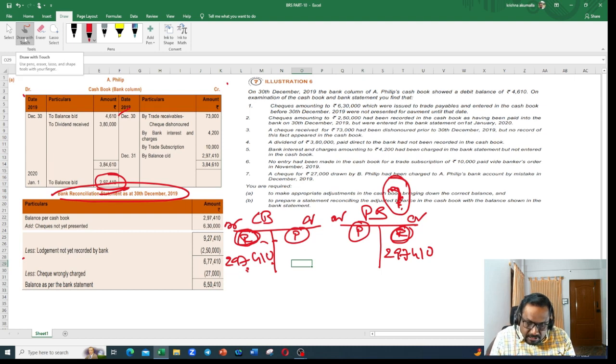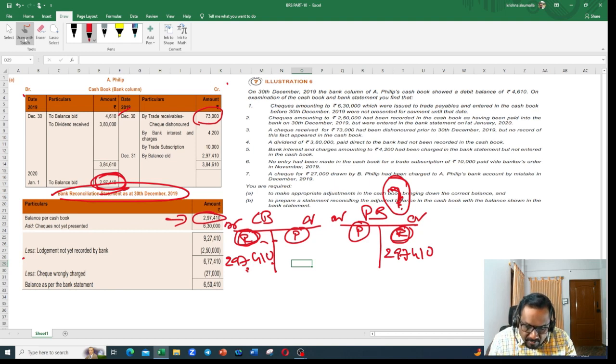Next point. A check received for 73,000 had been dishonored prior to 30th December 2019, but no record of this fact appeared in the cash book. I already told you the entry: drawee account debit to bank account, and that has been recorded here as 73,000 and adjusted, and we have taken the adjusted cash book balance only here. So there is no need to bring this point again as a part of reconciliation, because this is already adjusted in the cash book. If any transaction is already adjusted in the cash book, there is no need to bring that point as a part of reconciliation, because you are taking the adjusted cash book balance. Since the adjusted cash book balance is taken, this error has already been rectified. So you don't require to bring it in here.